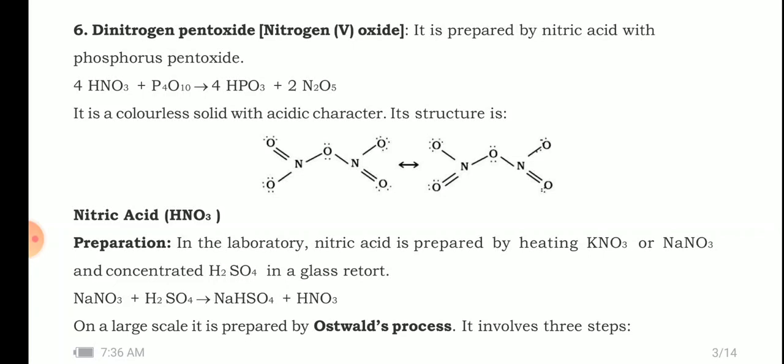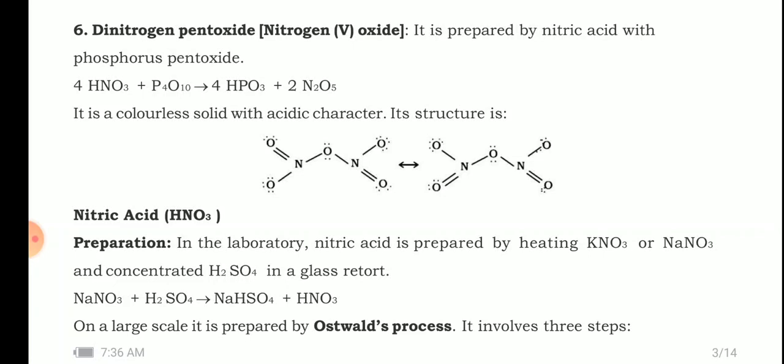The next compound that we need to discuss is nitric acid. So its preparation in the laboratory: nitric acid is prepared by heating potassium nitrate or sodium nitrate and concentrated sulfuric acid in a glass retort. So when sodium nitrate and sulfuric acid react, it forms sodium bisulfate and nitric acid. On a larger scale, in industry, it is manufactured by the Ostwald process.